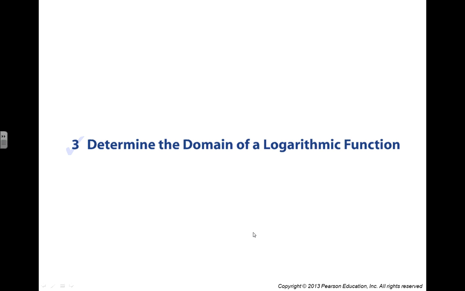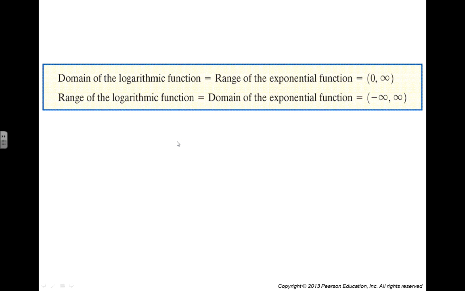All right, now we're going to look at the domain of a logarithmic function, and I am a definite visual learner, so usually when I look at logarithmic functions, I graph them, but that only works when we have either base 10 or base e. The domain of a logarithmic function is equal to the range of the exponential function, which is from 0 to infinity. And the range of a logarithmic function is equal to the domain of the exponential function, which is all real numbers, negative infinity to infinity. So domain is from 0 to infinity, range is negative infinity to infinity.